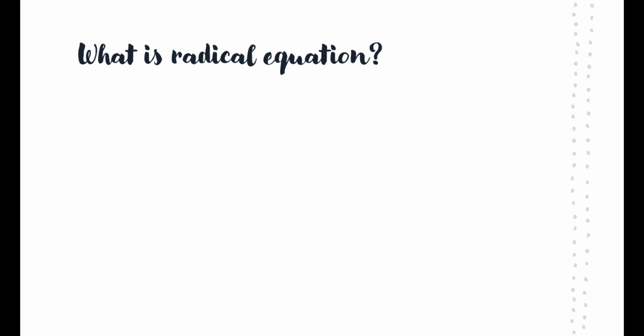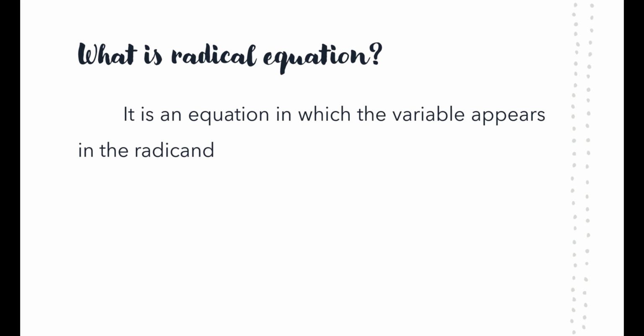To solve a radical equation, we first have to know its definition. A radical equation is an equation in which the variable appears in the radicand. For example, square root of x plus 7.